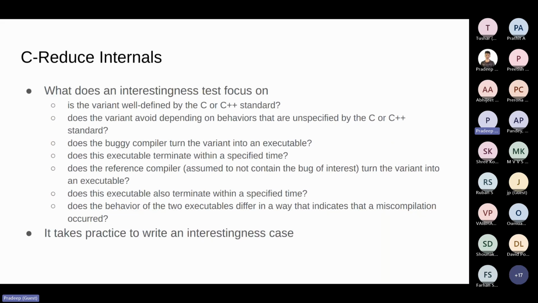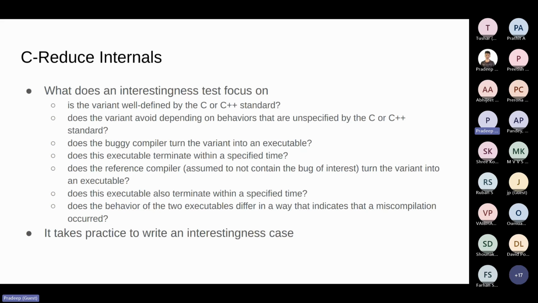This is very important because you cannot have programs that compile forever, stuck in an infinite loop during compilation. Does the reference compiler turn the variant into an executable, as in, there is no bug? Does the behavior of the two executables differ in a way that indicates a miscompilation has occurred? So what you have to do here is design a test that says this variant is interesting, such that the output or the compiler bug that's triggered is interesting for you.